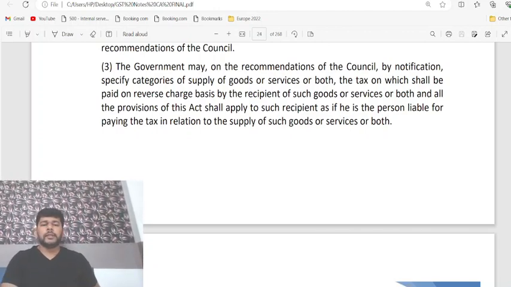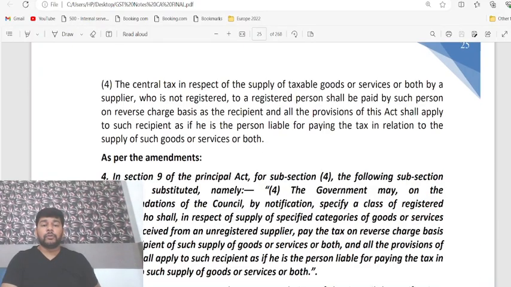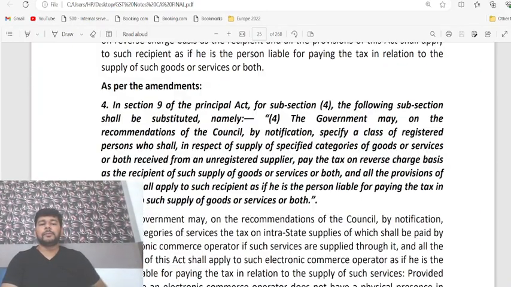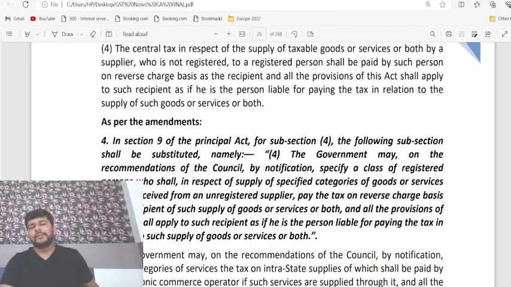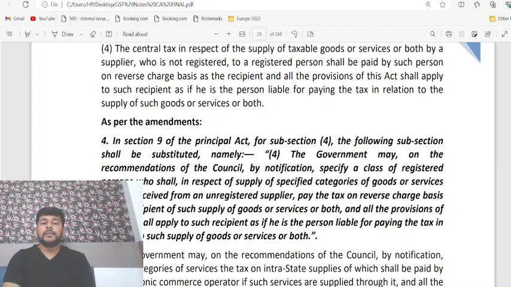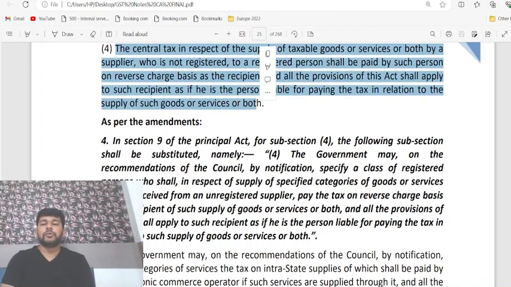Now, the next one that we are going to approach is the provision of section 9 subsection 4. Of course, this section stands amended, and it had a lot of disturbances right from the time it was introduced. I'll give you a heads up on what this section originally was. The central tax in respect of supply of taxable goods or services or both by a supplier who is not registered, to a registered person, shall be paid by the person on reverse charge basis as the recipient. Now, this is again reverse charge only, slightly different.